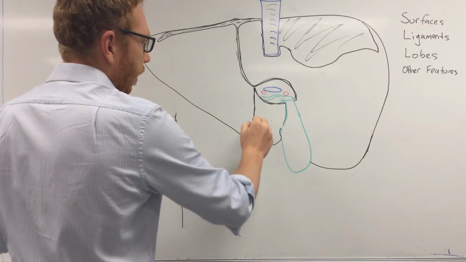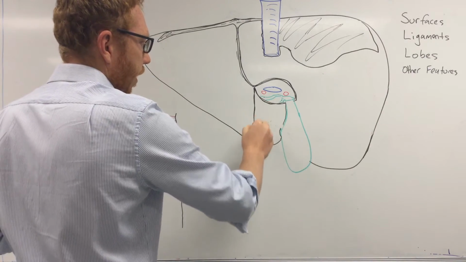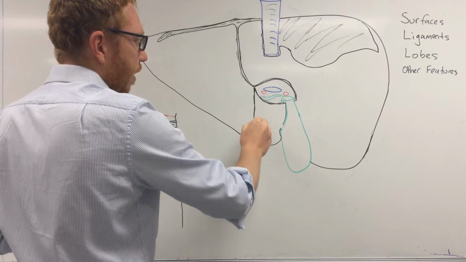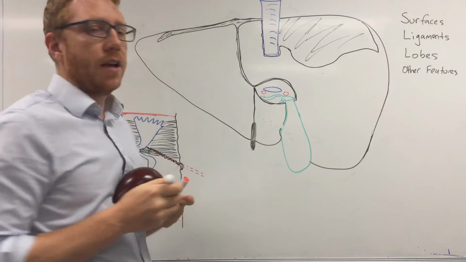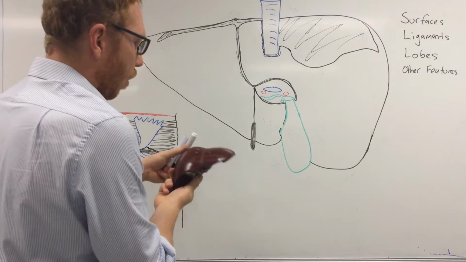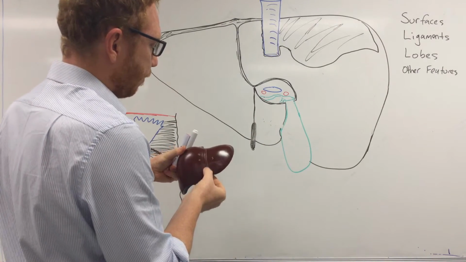And that would be that region there. And that's what we call the round ligament. And round in Latin is teres, so it's the teres ligament. And that's on the lower margin of the falciform ligament.